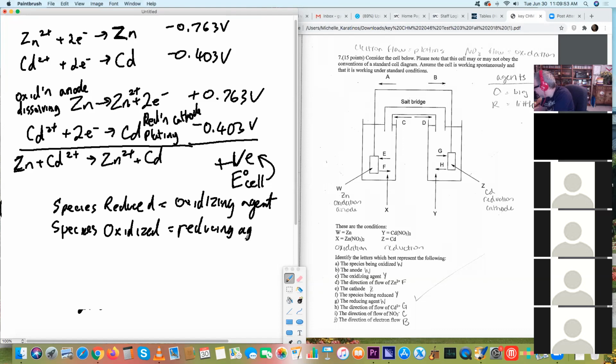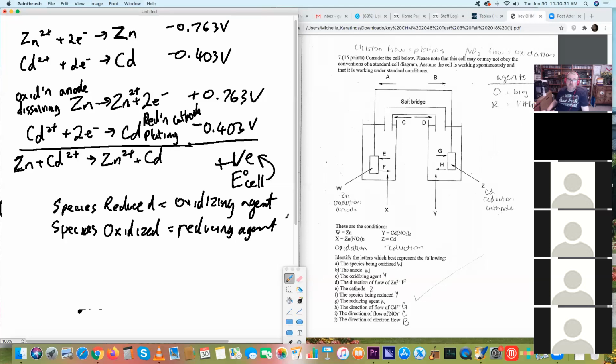When I'm using the word agent, it's in the context of it being a cause of something. So if you've got something being reduced, what's being reduced here is the Cd2+. Why is it being reduced? Well, it's accepting 2 electrons. Where's it getting the electrons from? It's getting electrons from the zinc. The zinc is supplying the electrons, which makes it the reducing agent.